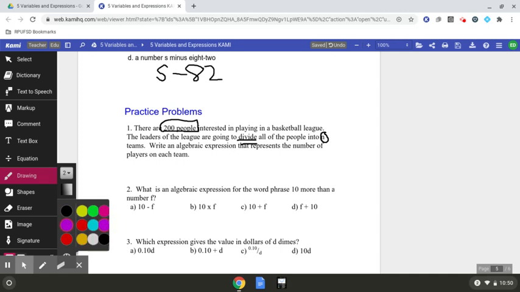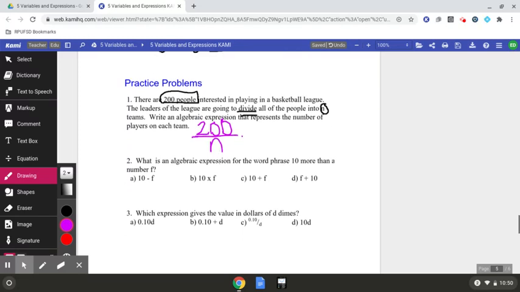So here you're going to take your total people and divide it into the teams. So divide 200 by the number of teams, which would be n. And this expression would give you the amount of people on each team. Number 2, what is an algebraic expression for the word phrase 10 more than a number f? More means plus. Than is a switch word. So now if I switch, it would be f plus 10, which is choice D.